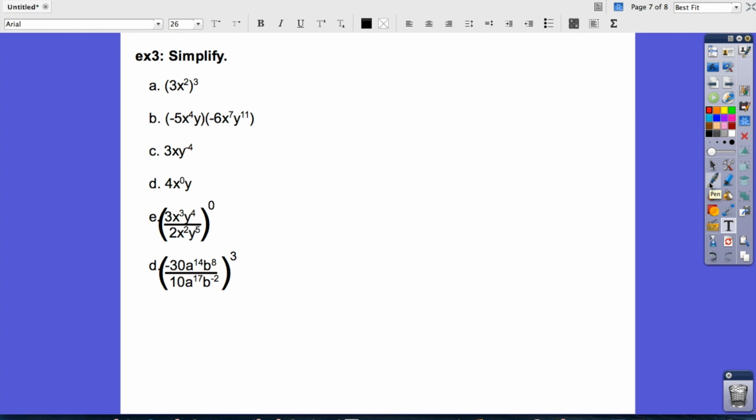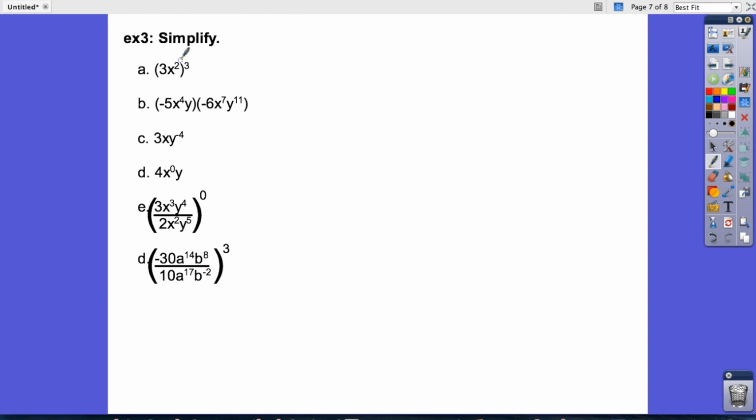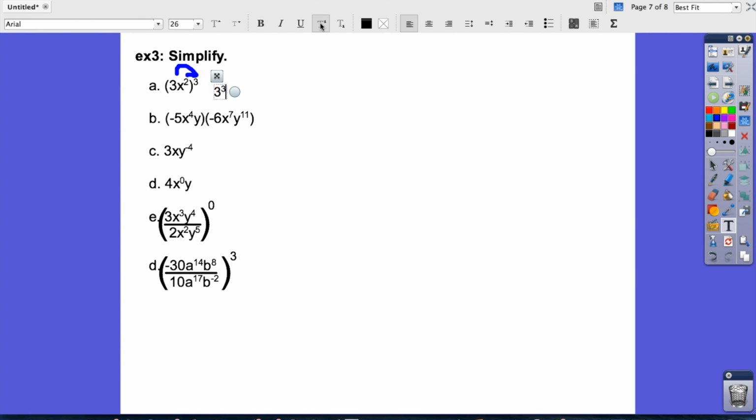Again, we have a power to a power because you'll notice that there's no second variable, and we have another power. So we're going to distribute that power to each piece. That gives us 3 to the third power, x to the sixth power. We do have to simplify that. 3 times 3 times 3 is 27, x to the sixth power.